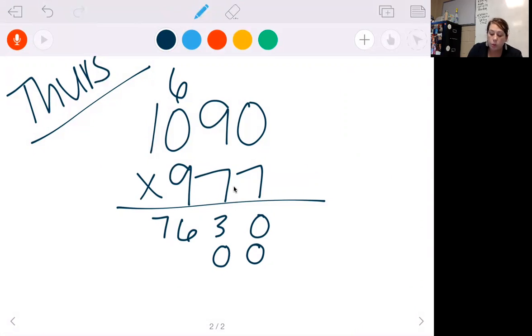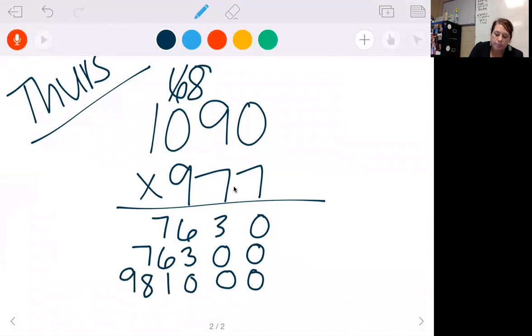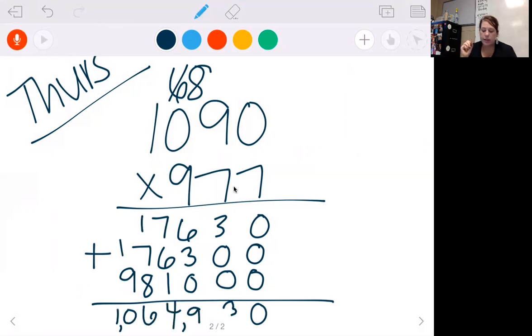Then I'm going to put my 2 placeholder zeros and do my 9. 9 times 0 is 0. 9 times 9 is 81, so I'm going to put my 1, carry my 8. 9 times 0 is 0, plus 8 is 8, and 9 times 1 is 9. Okay, then we add 0, 3, 9, 14, 16, 10. 1,064,930. Yep, we're right. So that's what we're going to be practicing more of today.